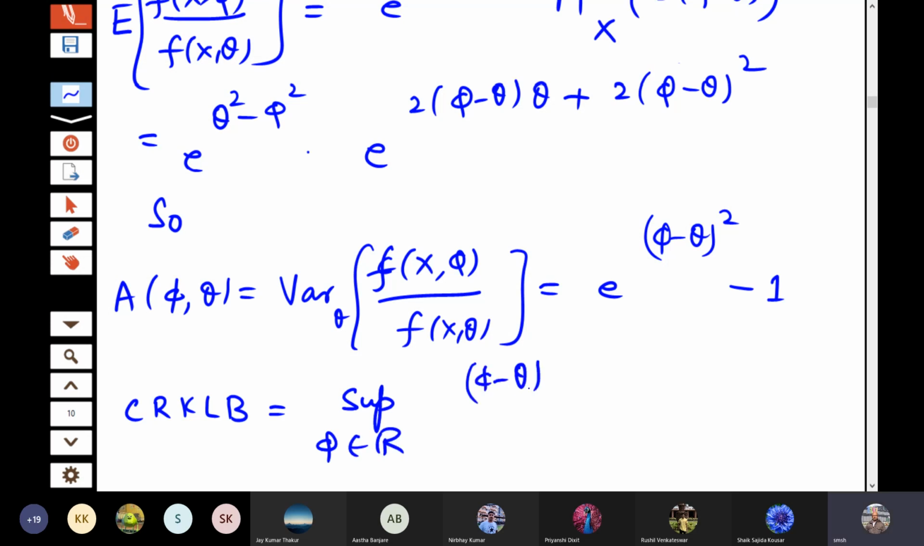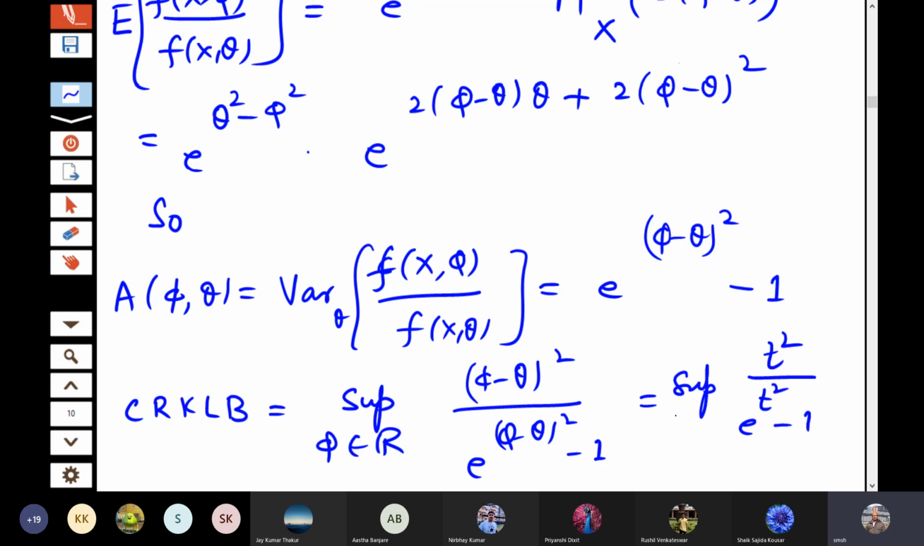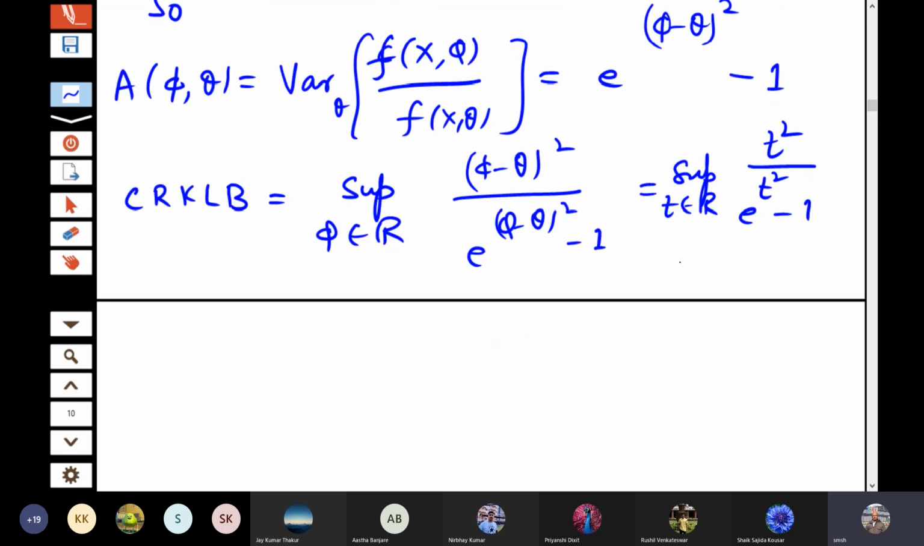So now (phi minus theta) square divided by e to the power (phi minus theta) square minus 1, which is again of the same form, that is supremum t square by e to the power t square minus 1. Here of course t is over the whole real line. You can actually calculate, it is actually equal to 1.